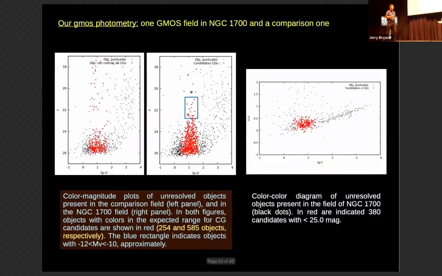Okay, we obtained a deep field with GMOS in this galaxy, and a comparison field. We did the photometry. We selected the globular clusters. Here I show you the result. This is the color magnitude diagram for the science field and the comparison field. You can see that we clearly detect the presence of the globular clusters in the galaxy. Here is the color diagram.